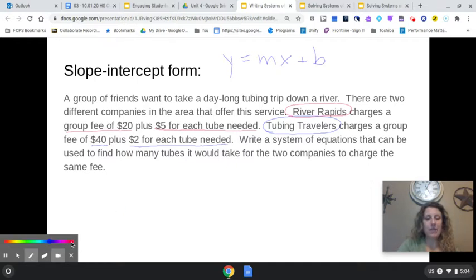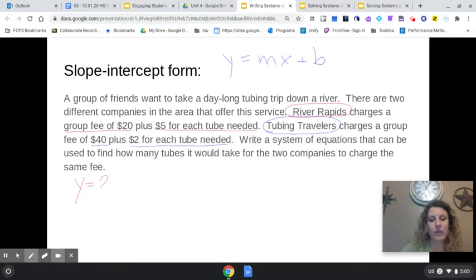River Rapids, I'm going to put their equation in red, and for right now, I'm just going to stick with y and x for my two variables. So y equals, it says $20 for the group plus $5 for each. That's kind of like per, so $5 per tube. So 5x, because per, again, means multiply. So that's the equation for River Rapids.